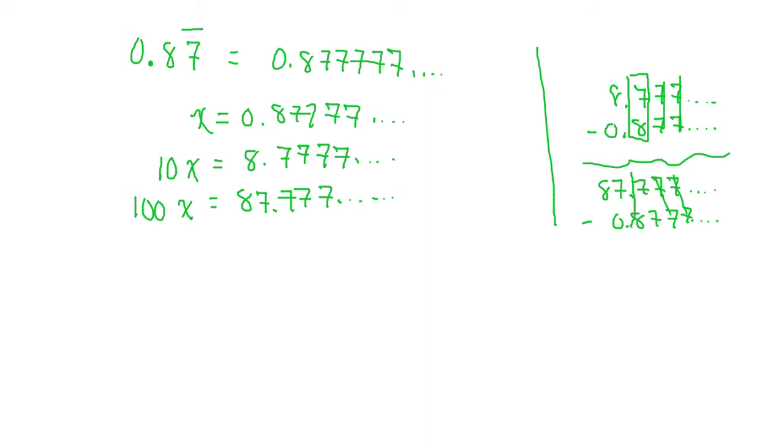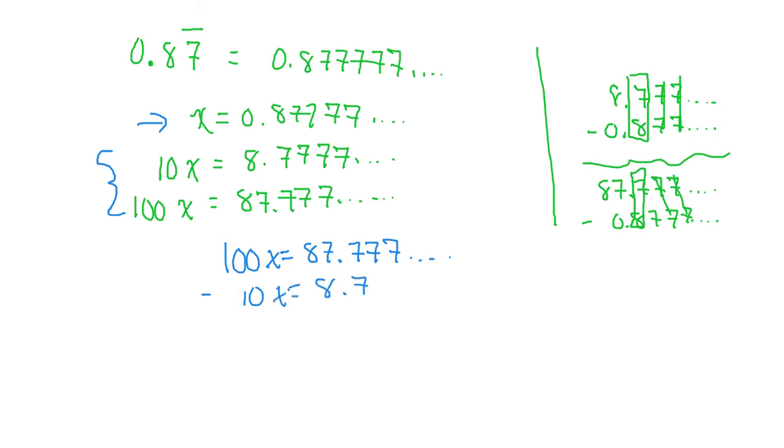So this one uses one little trick, and that is we are going to subtract these two ideas. So we're not going to worry about this one here. So we have 100x equals 87.77 repeating minus 10x, which is 8.7 repeating. And what do we notice? Well, all of the repeating part disappears now, which is what we were looking for.